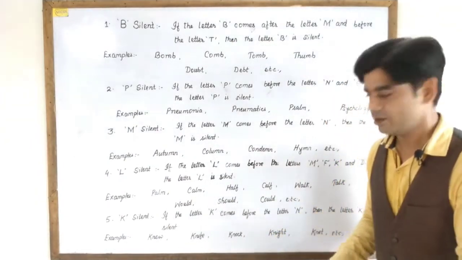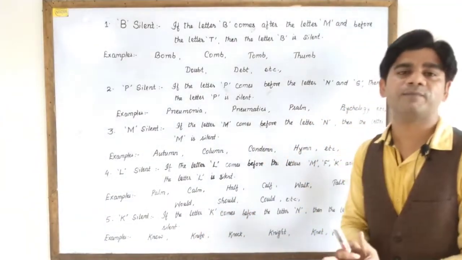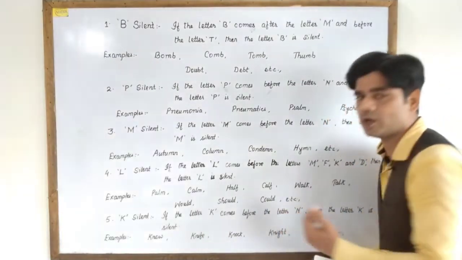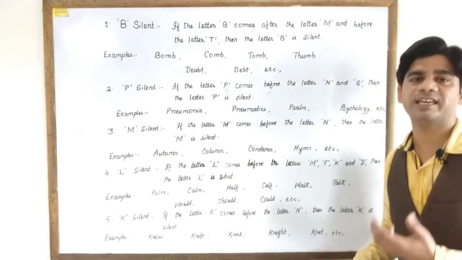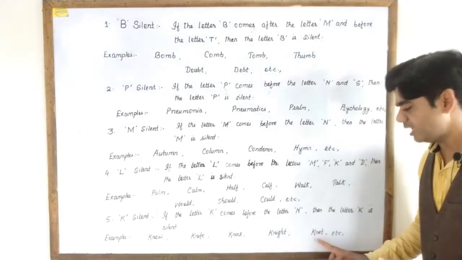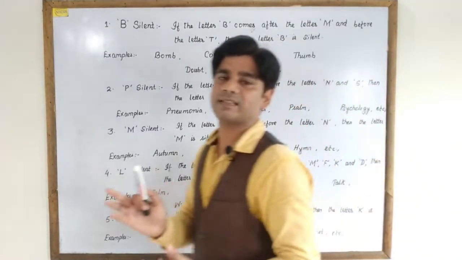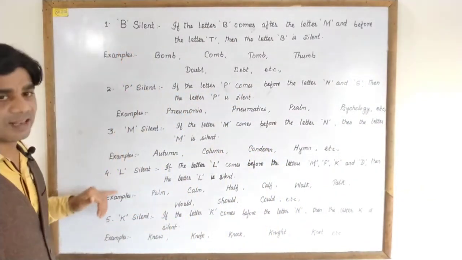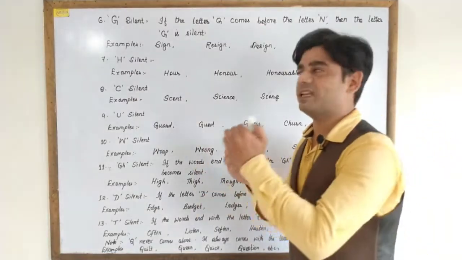KNIFE, knife. Here there is a letter K and it comes before the letter N, so K becomes silent. Now the next example we have is KNOCK, knock. KNIGHT, night. Now the next example we have is KNOT, not. So till now we have understood about the silent letters B, P, M, L, K and T.